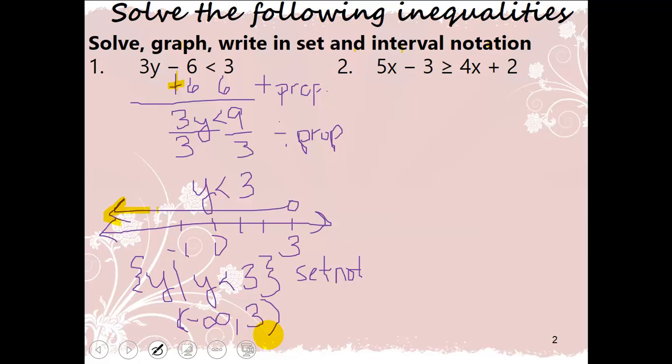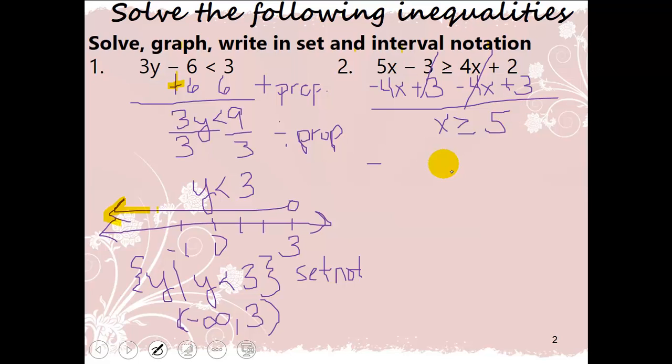On number 2, I have a little bit more work to do. I'm going to subtract 4x from both sides, and then I'm going to add 3 to both sides. That gets my variables on the left, my non-variables on the right. So I have x is greater than or equal to 5.